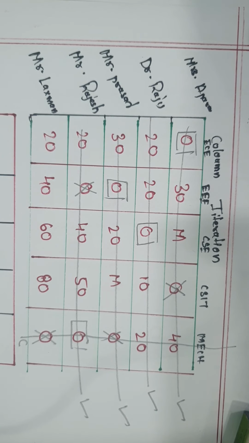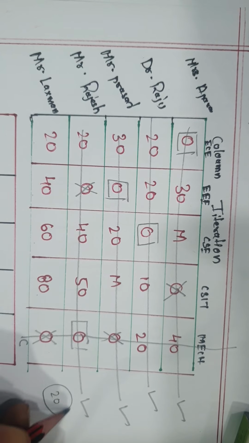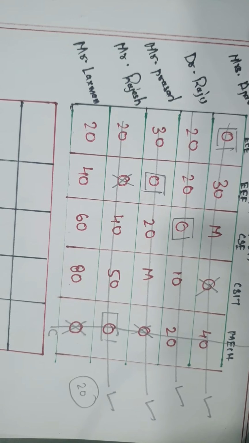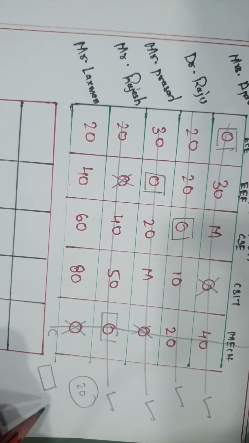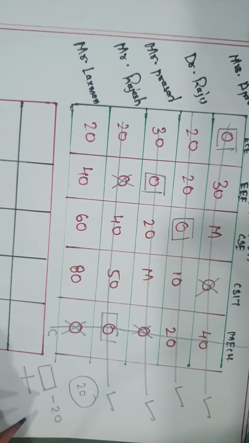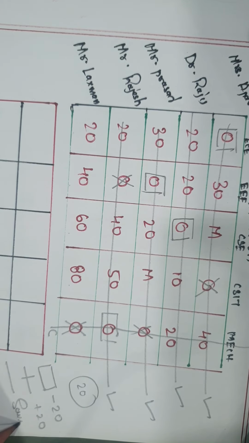So wherever the leftover boxes are, now you search that one. In that, which is the least term? As you can see, 20, 40, 60, 80. 20 is the least. So wherever you are finding a box, minus 20. Wherever you are finding a double line, plus 20. And wherever you are finding a single line, write down the same.